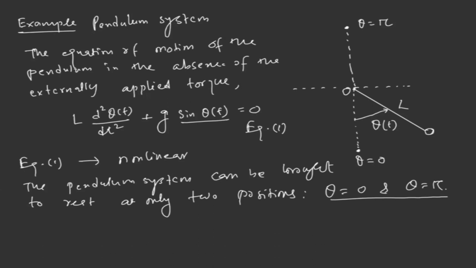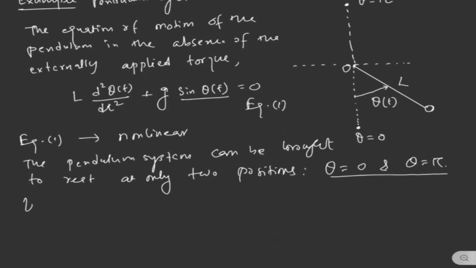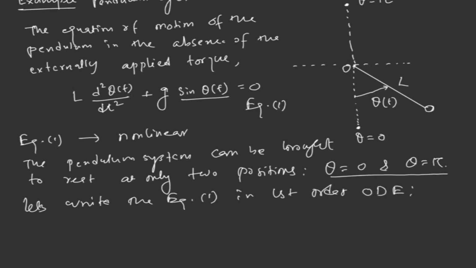Let's write equation number 1 in first order ODE form. ODE is ordinary differential equation. This is also a differential equation. This is actually a second order system. So now we'll write the second order system as two first order systems.